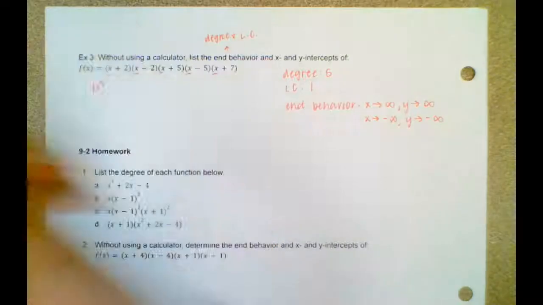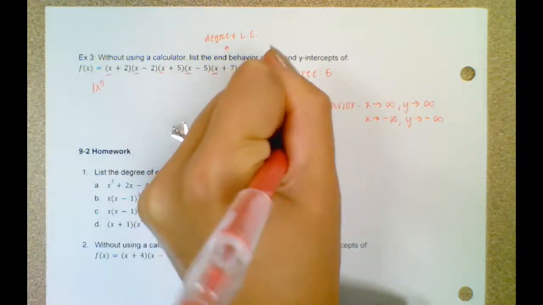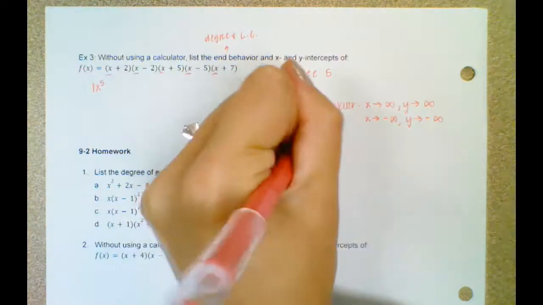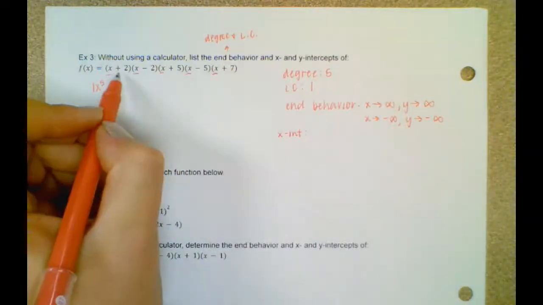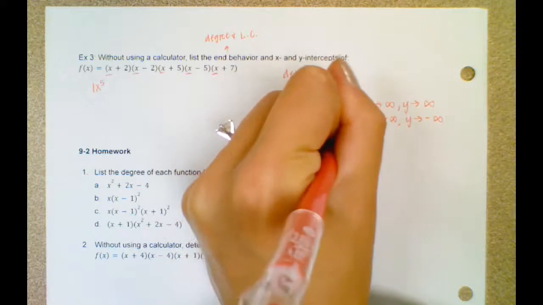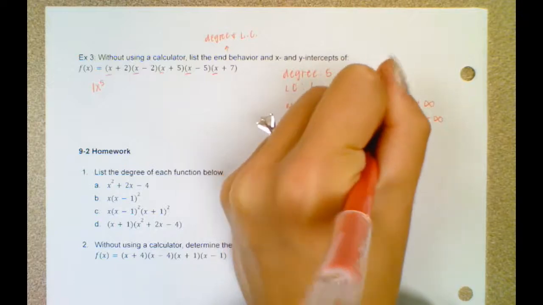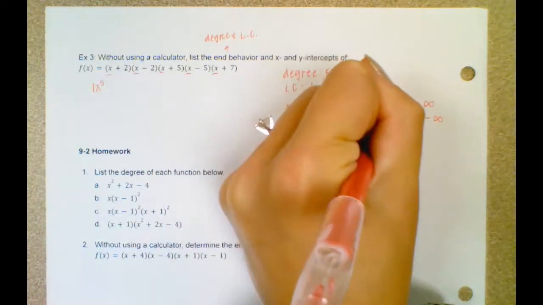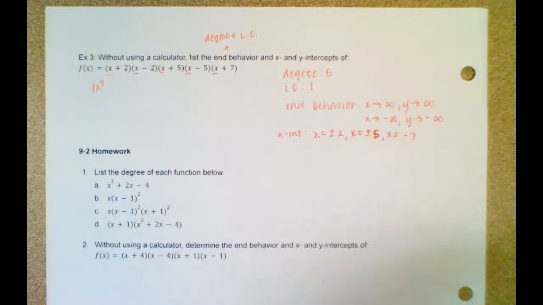All right, and then we need to list the x and the y intercepts. So the x-intercepts are going to be, let's see here. Those are just going to be the roots of this function. So if I set these all equal to 0, I'm going to get -2. That's going to give me +2 when I solve for x, right? So x equals plus or minus 2. This will give me -5 and +5. Oops, does not look like a 5. Sorry, guys. And then this is going to give me -7. Alrighty. And then the y-intercept.